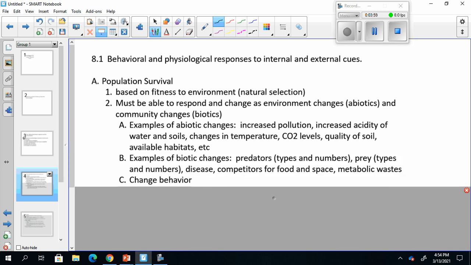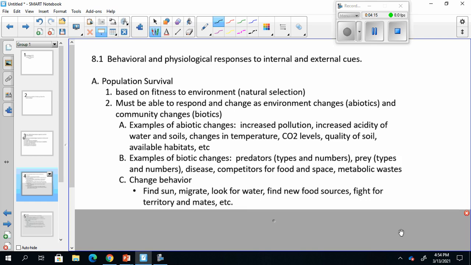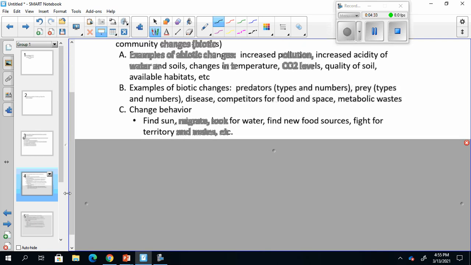All right, changing behavior. Again, we've got to be able to adapt, and you can't just evolve. The ones that are most fit are going to survive, and that's evolution, but we also just change our behavior. I'm not just talking about humans, I'm talking about all different organisms. How do they change their behavior based on biotic or abiotic changes? You might have to find sun, migrate, look for water, find new food sources, fight for territory, fight for mates. All of those are changes in behavior based on biotic or abiotic changes in your environment.